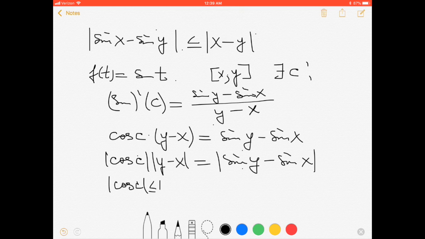This means we move from an equation to an inequality, and we have the absolute value of y minus x greater than or equal to the absolute value of the difference sine y minus sine x. Now x minus y or y minus x is absolutely the same. This means we proved this fact.